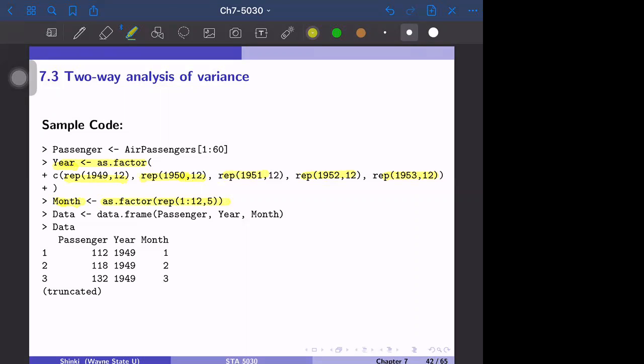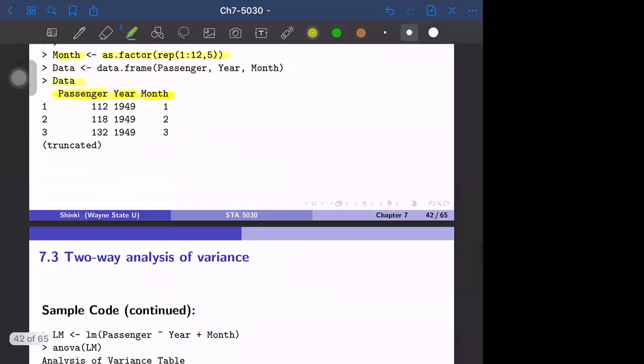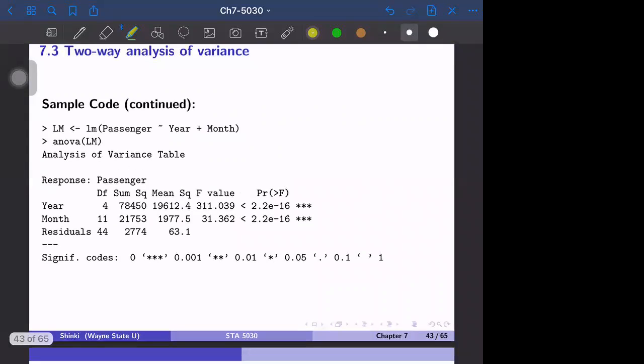We use these vectors as factor vectors, so we make them with as.factor. Then these two vectors become factor vectors, and the data becomes this: passenger, year and month. We want to regress the number of passengers on year and month, two factors. And we can still use the lm function, passenger on year and month. Then anova on the lm, and we can get the analysis of variance table.